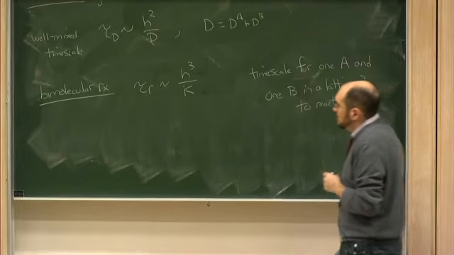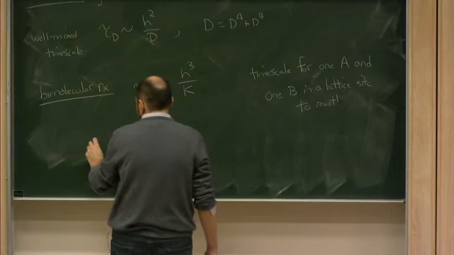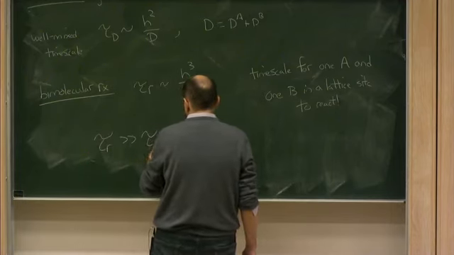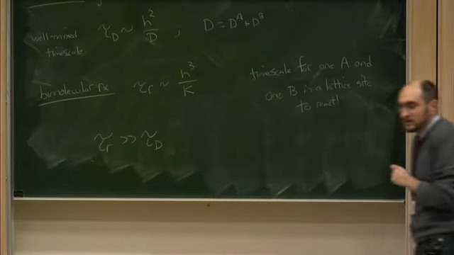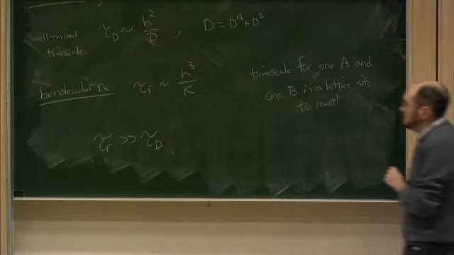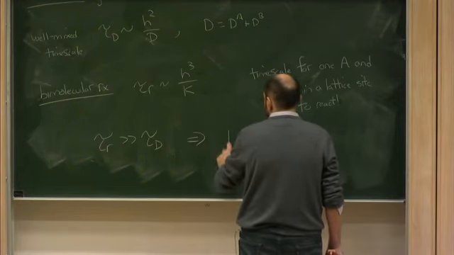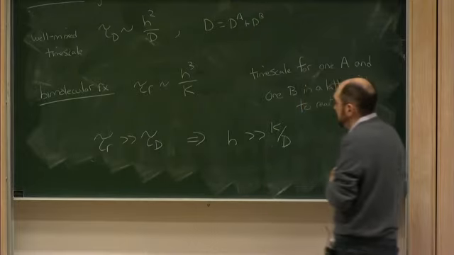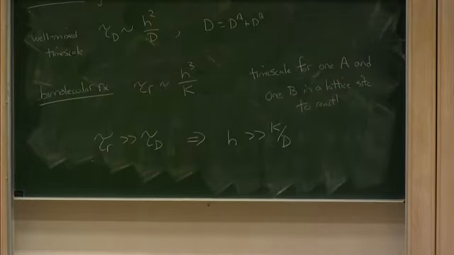All right, so you just do a comparison. You want tau r to be much bigger than tau d. Diffusion should be faster. Plug things in and equate, and you get h should be much bigger than k over D. So you get this funny thing that you can't take your mesh too small.